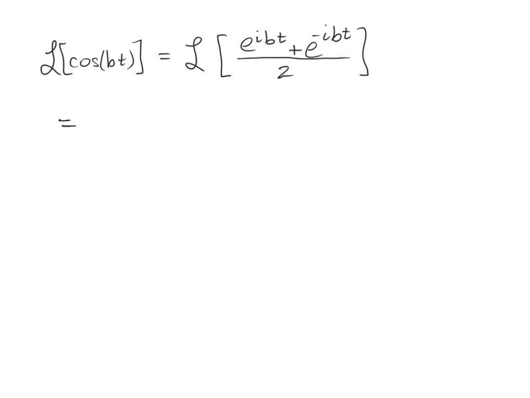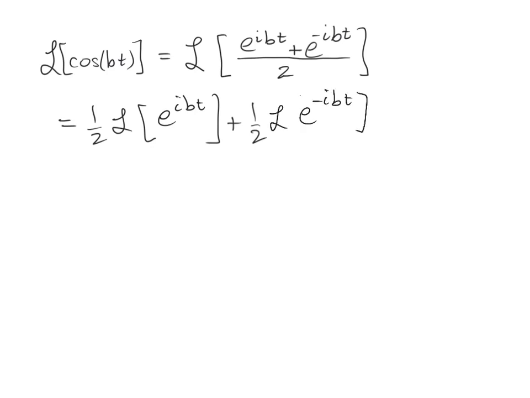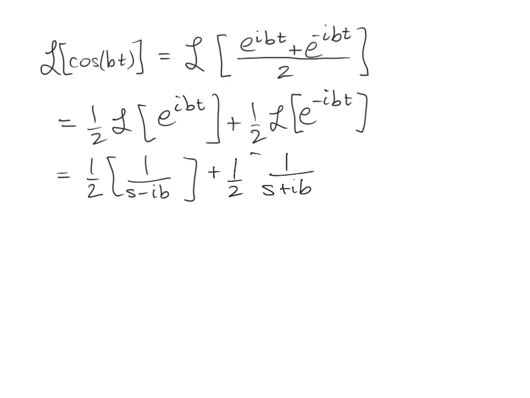So when we do this, we're going to have 1/2 of the sum of the two individual Laplace transforms, e to the ibt plus 1/2 Laplace transform of e to the negative ibt. Now, from our previous example, we saw that these were just going to be 1 over s minus whatever coefficients here. So that's s minus ib. And then the other one is going to be 1 over s minus negative ib. So that's going to be plus ib.